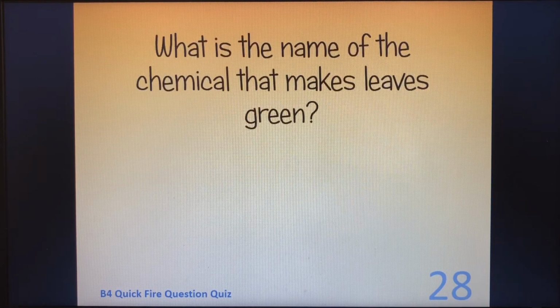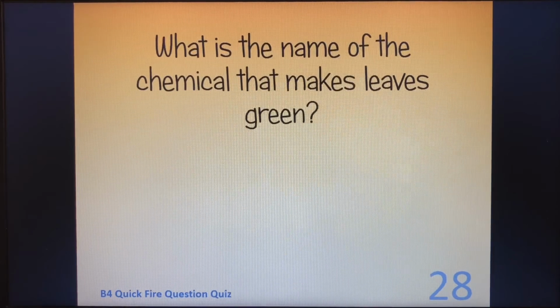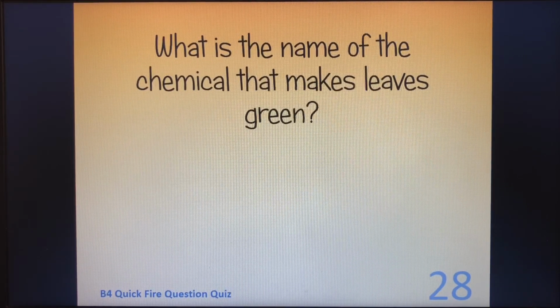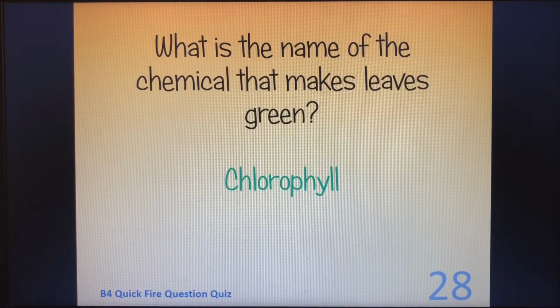Question 28. What is the name of the chemical that makes leaves green? Nice quick one, this one. So we're kind of freestyling all over the topic now. We've done the topic in order and now we're kind of scanning around all over the place. What is the name of the chemical that makes leaves green? And it is, of course, chlorophyll. Okay, I will not accept chloroplast here because that is not a chemical. Chlorophyll is found inside the subcellular structure, that is the chloroplast.